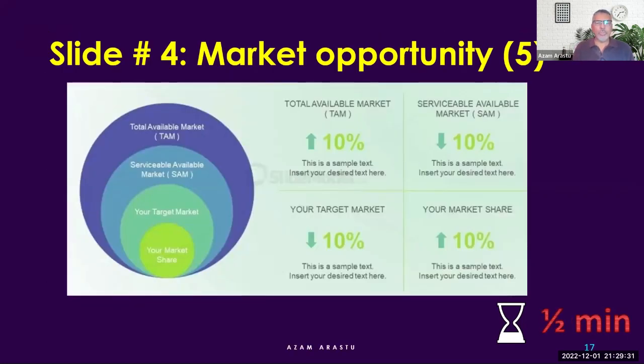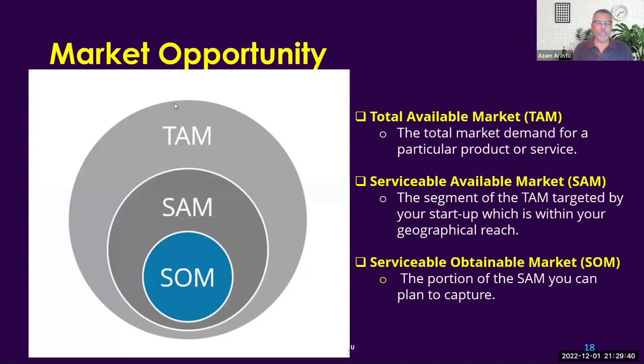Then next comes the market opportunity chart that I talked about, and essentially what you need here is these three things. These three things you have got to assess. One is called total available market, TAM. This defines the overall area, how big the total market is. Then the serviceable available market, it's called SAM, this part. And then the serviceable obtainable market, SOM.